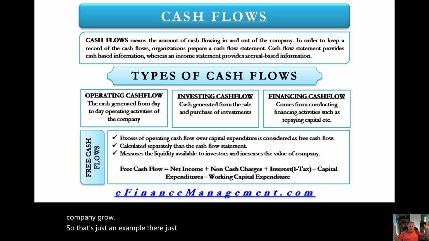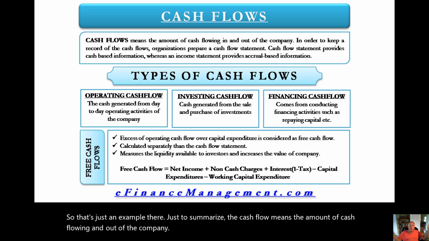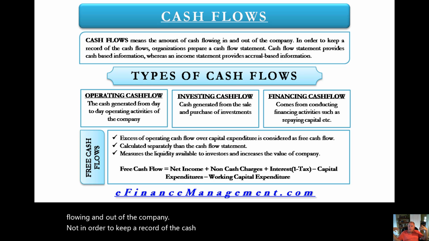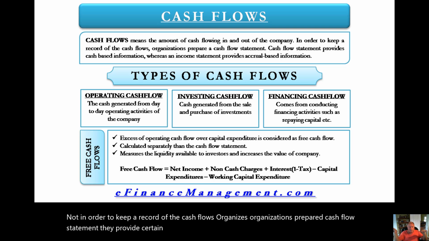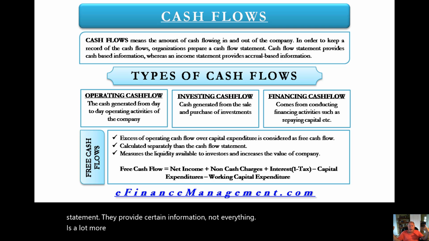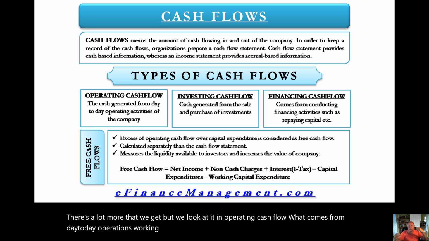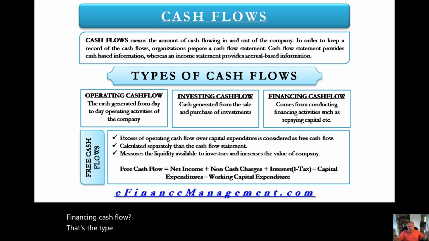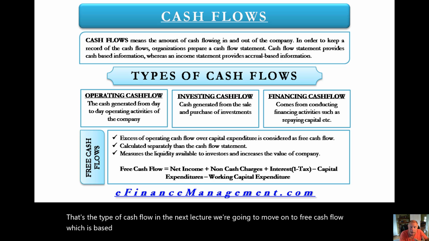Just to summarize, the cash flow means the amount of cash flowing in and out of the company. In order to keep a record of the cash flows, organizations prepare a cash flow statement. They provide certain information, not everything. There's a lot more that we get. But we look at it in operating cash flow: what comes from day-to-day operations, the working capital cycle. Investing: how are they investing for the future? Financing cash flow. Now, that's the type of cash flow. In the next lecture, we're going to move on to free cash flow, which is based on that and another way that we manage cash. If you have any questions, please let me know.